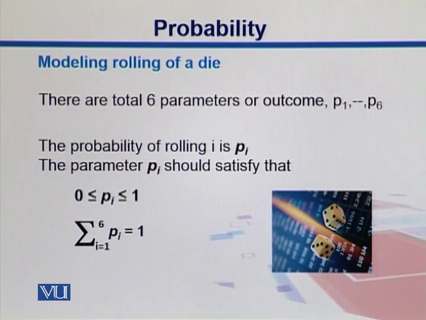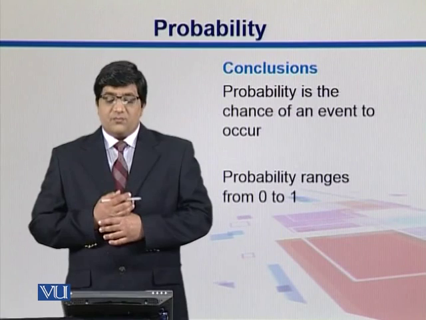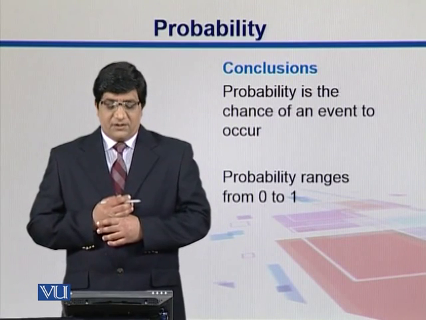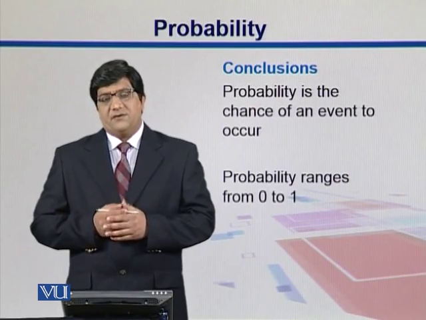The probabilities of all those 6 numbers, as long as they are fair, will be 1 out of 6, or 1 by 6. And the sum of all these 6 probabilities equals 1. So you add 1 by 6 six times, it will go up till 1. So total probabilities sum to 1, and individual probabilities range anything between 0 and 1. Probability is the chance of an event to occur, and probabilities range from 0 to 1.